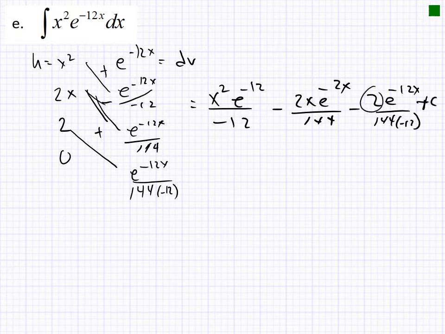And then you would simplify this 2 in this denominator, this 2 in this denominator, and you would get your final answer after you do that simplifying.